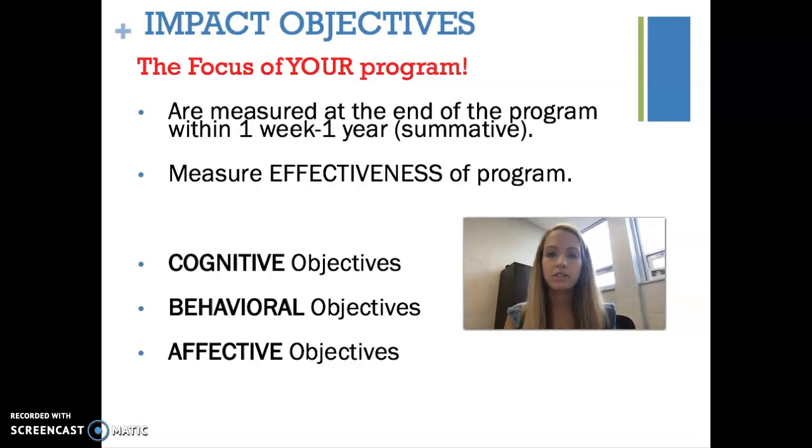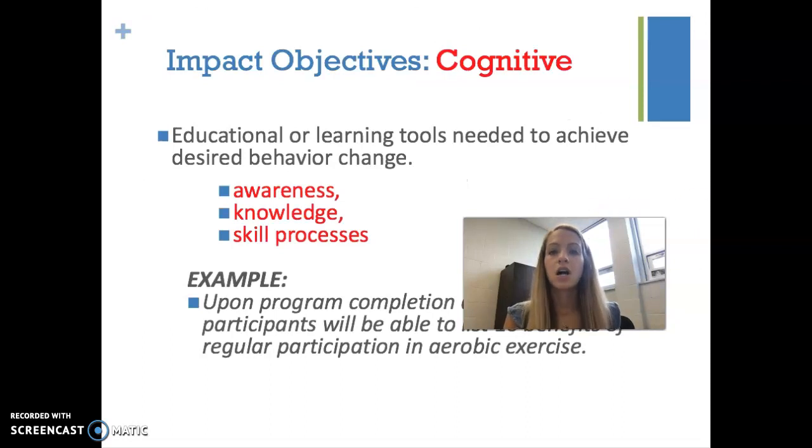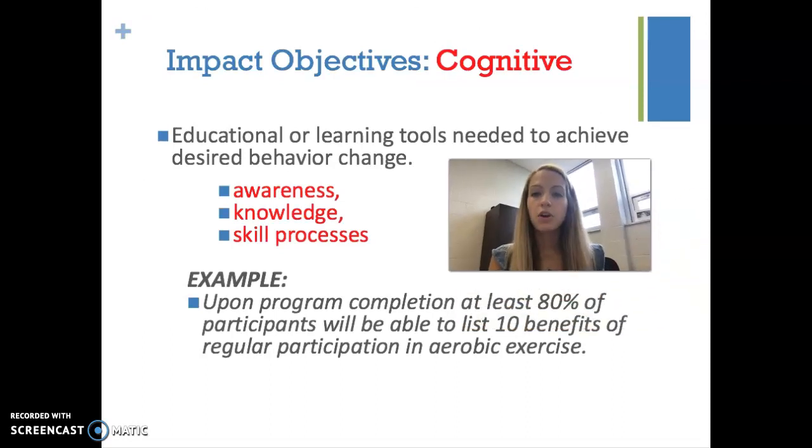So we're going to break down these even further. Cognitive. Remember, these are our learning or knowledge objectives. So educational or learning tools needed to achieve desired behavior change. So awareness, becoming more aware of the problem or the risks or the benefits of whatever you are trying to change. Knowledge, skill processes. So let's look at an example.